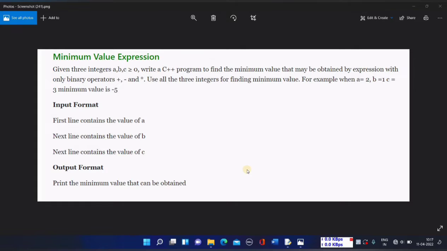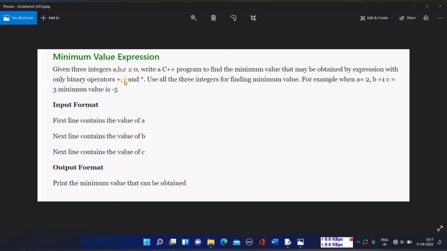See, you'll be provided with three integers, basically a, b, and c, and these three numbers are greater than or equal to 0. Using binary operators, addition, subtraction, and multiplication, you have to find the minimum value possible using these three integers. Since there are three integers, it means you can use only two binary operators from the given three. And let me tell you one more thing.